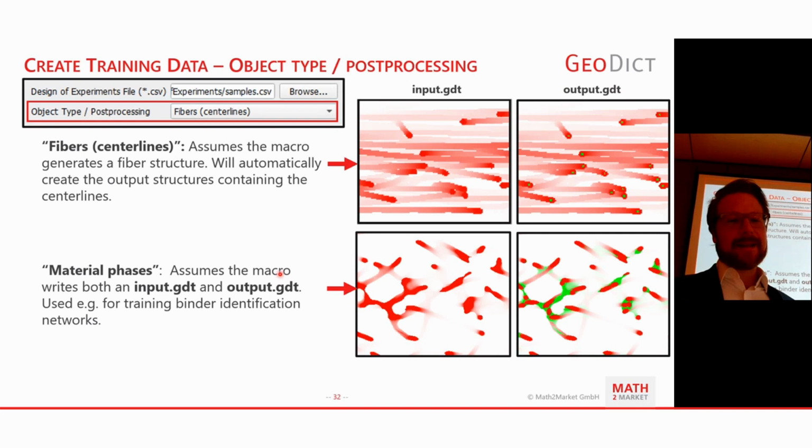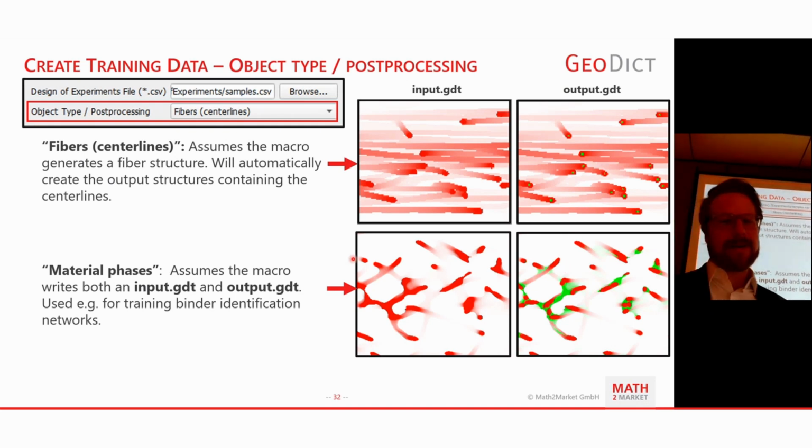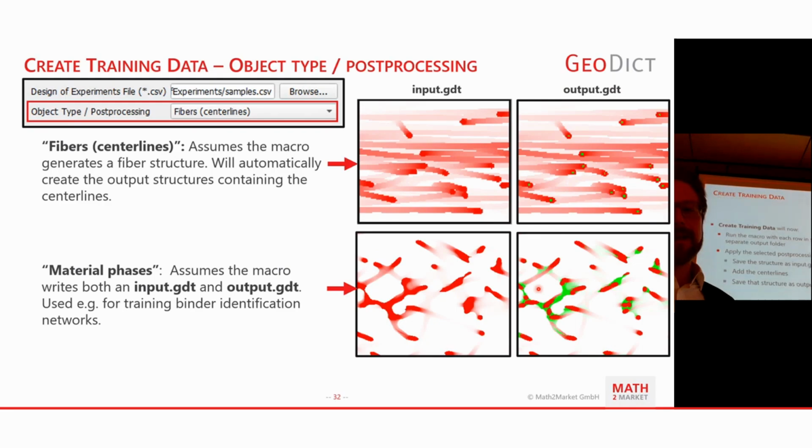And then you have to select material phases up here. In this case, the training works a little bit differently. It does not do any center line extraction or anything like that. It will basically take your input as is. So it will assume that it has to map images of this nature to images of this nature, so basically just mark a subset of voxels as green without any post-processing like tracing center lines. I will have a word about that later as well.